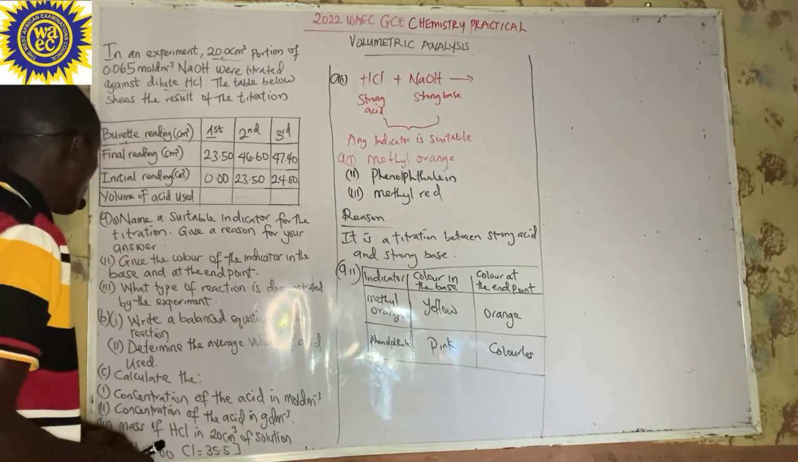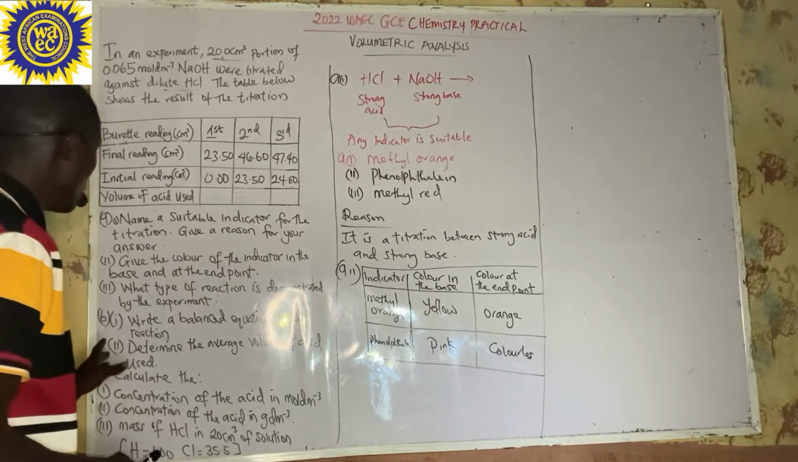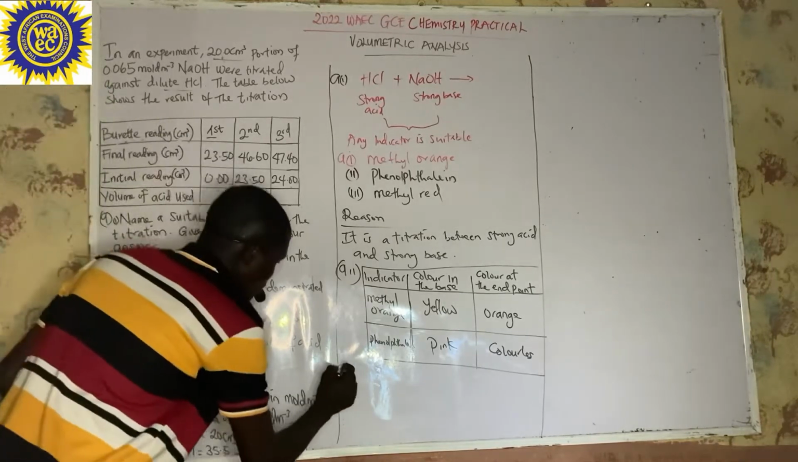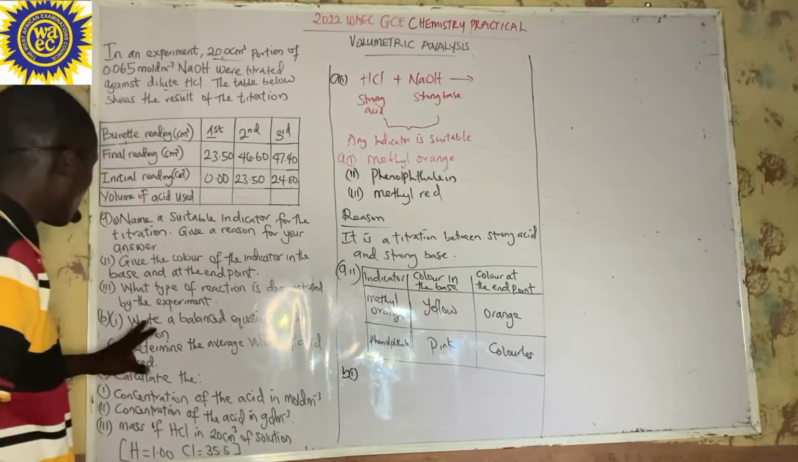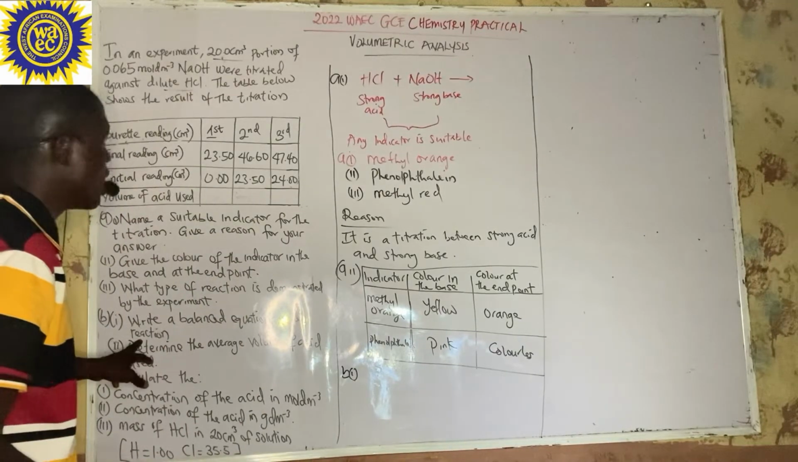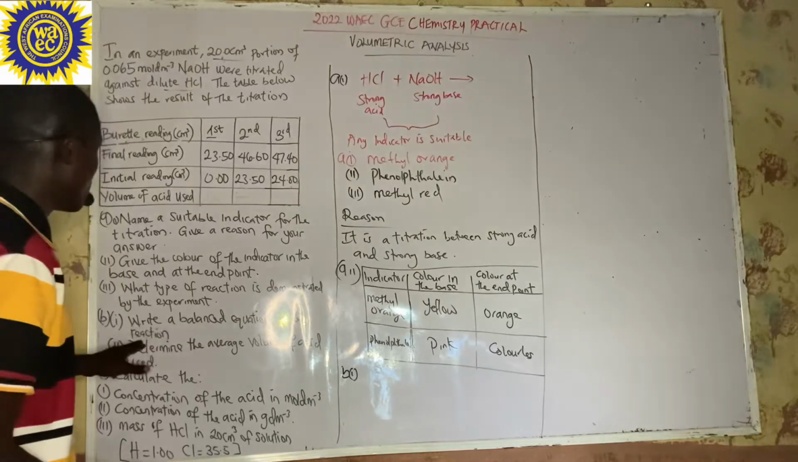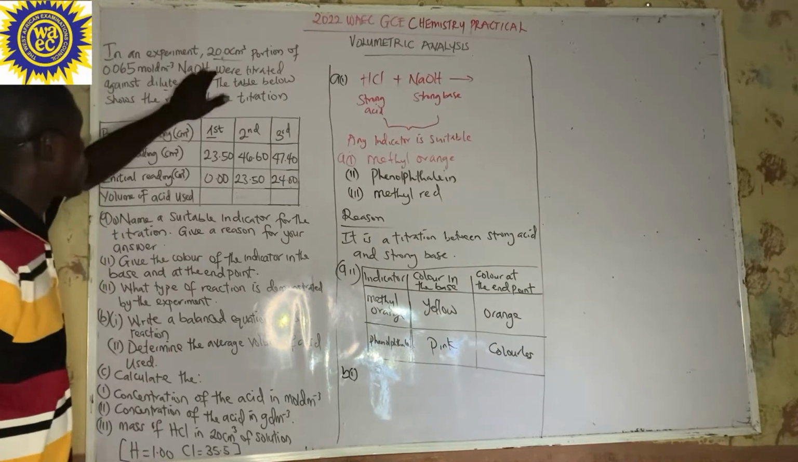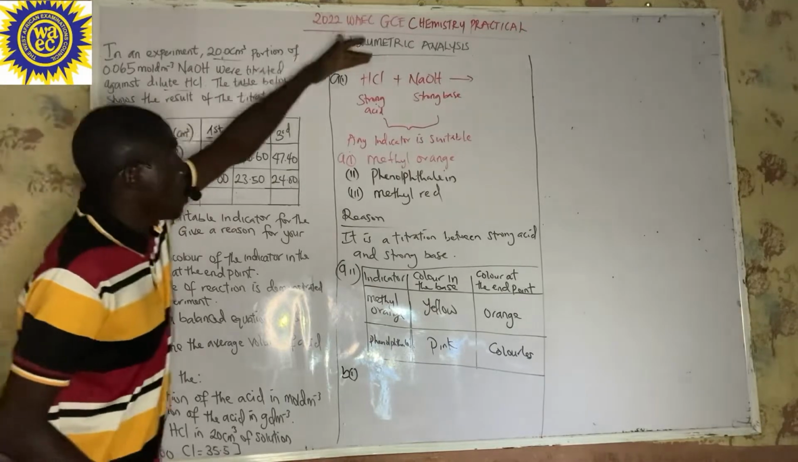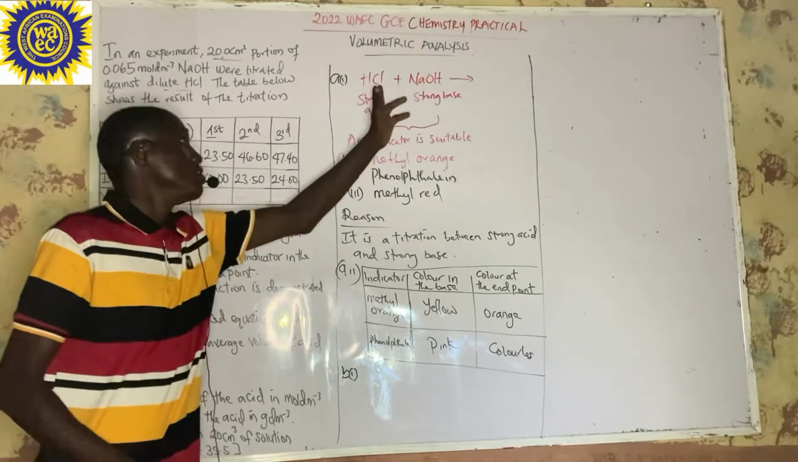So that's that about Roman figure 2. Now let's go to B Roman figure 1. We are asked to write a balanced equation for the reaction. The reaction is between sodium hydroxide and HCl, so we are going to write a balanced equation for this HCl and sodium hydroxide.